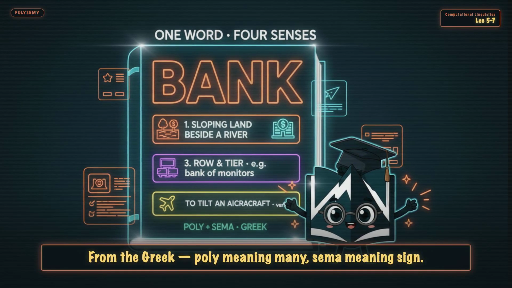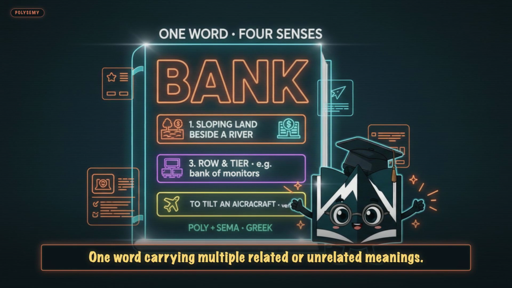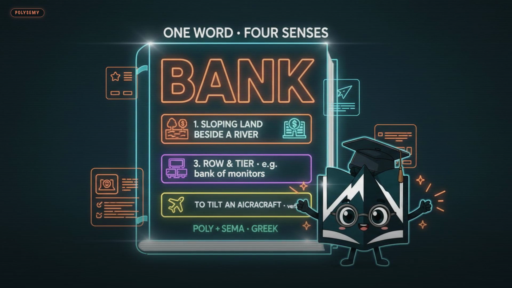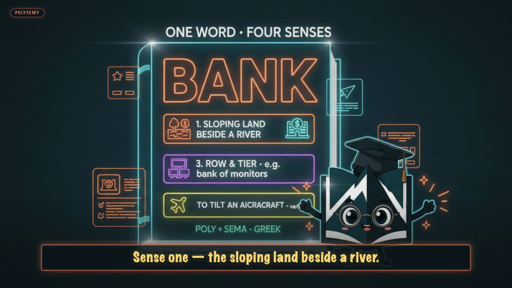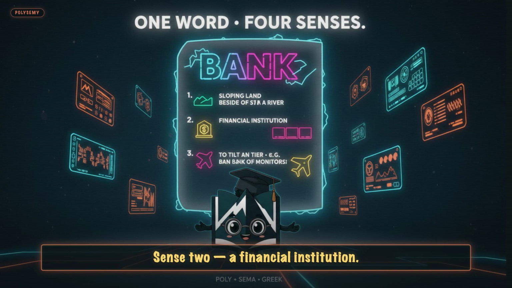Beat 1, polysemy. From the Greek, poly meaning many, sema meaning sign, one word carrying multiple related or unrelated meanings. Open your dictionary to bank. Look at the entry. Sense 1, the sloping land beside a river. Sense 2, a financial institution.